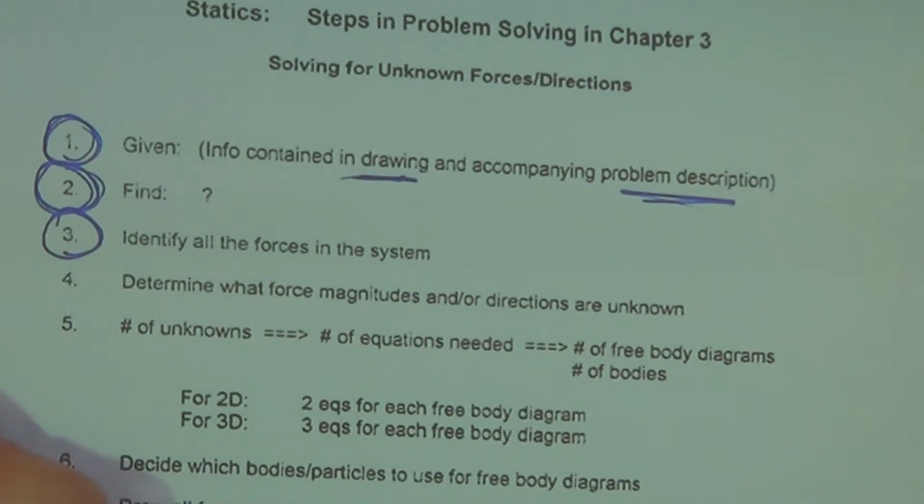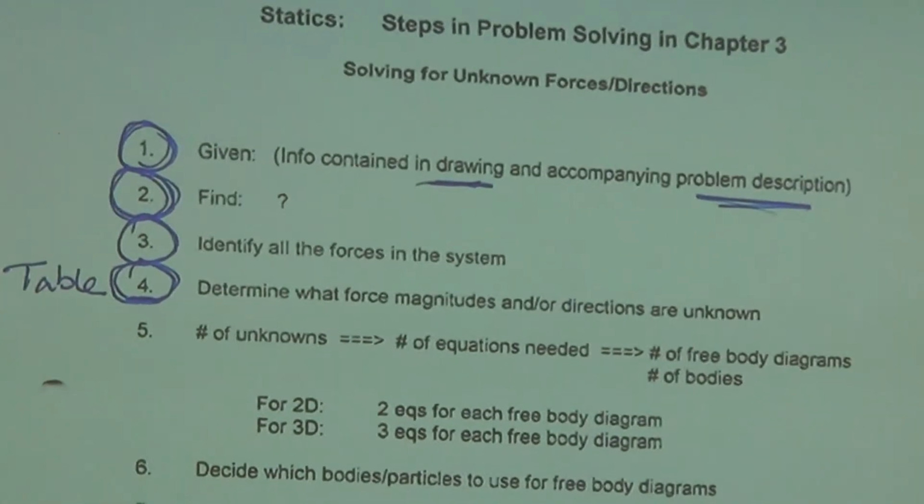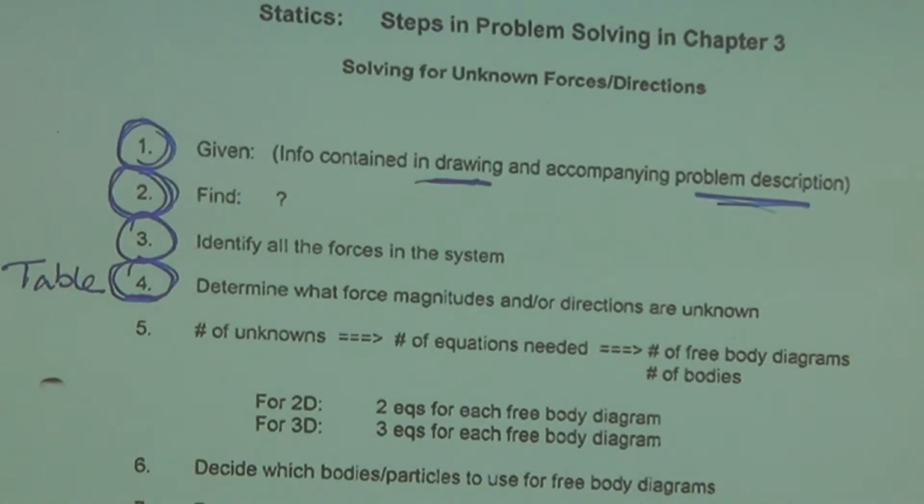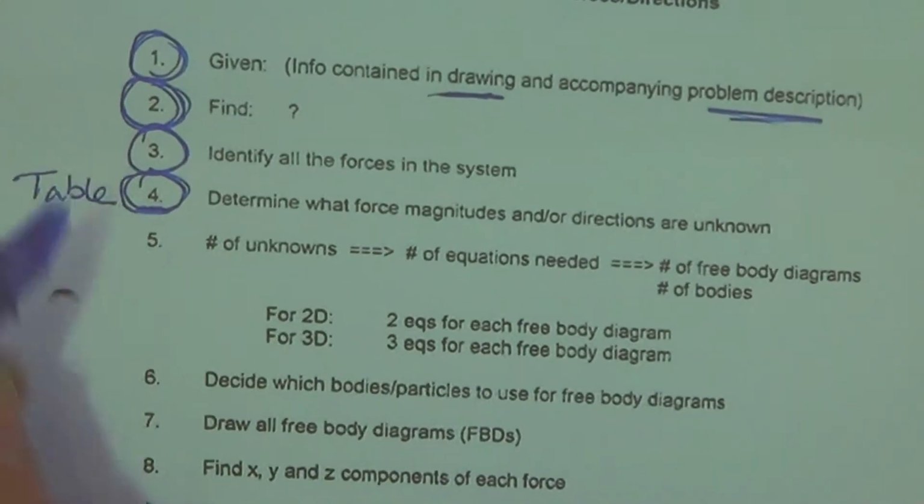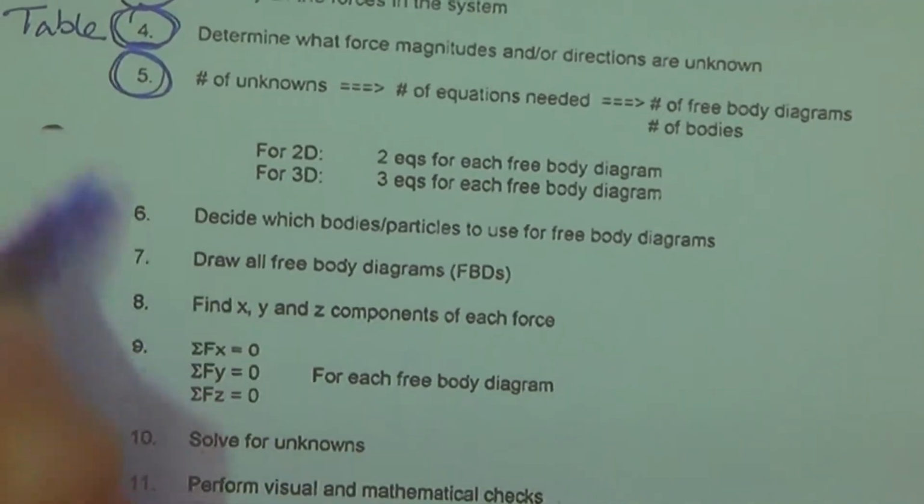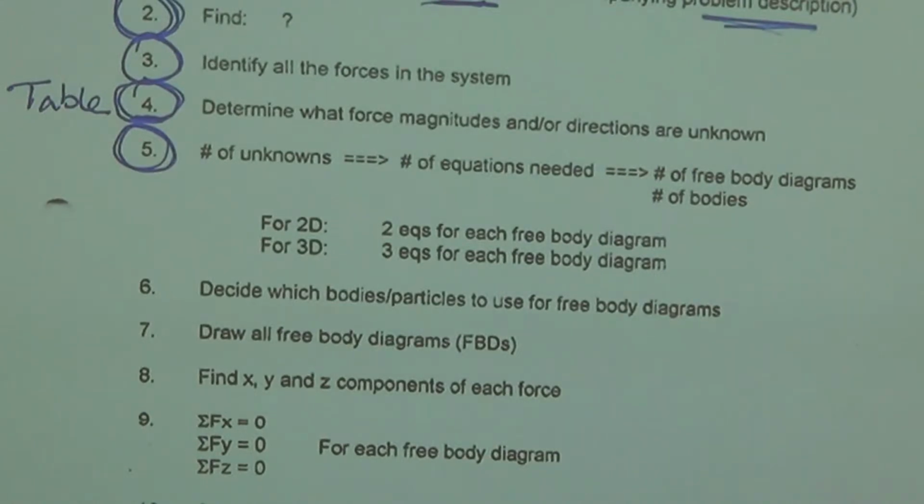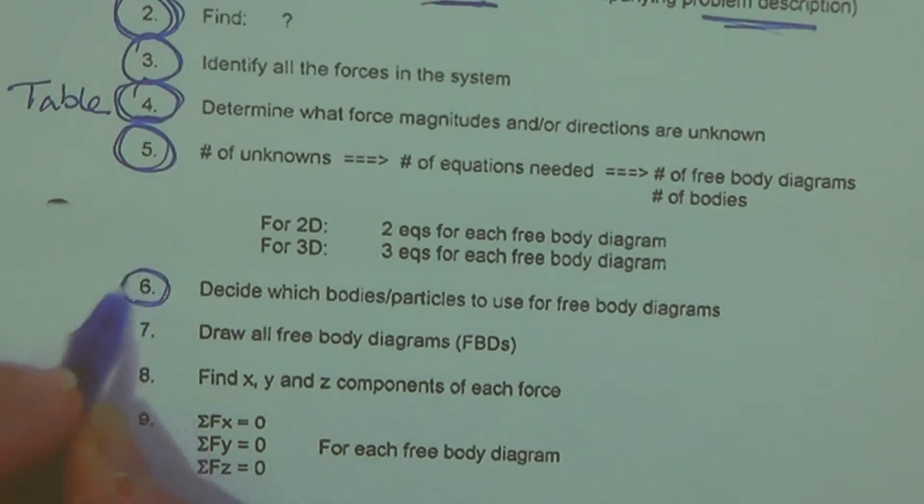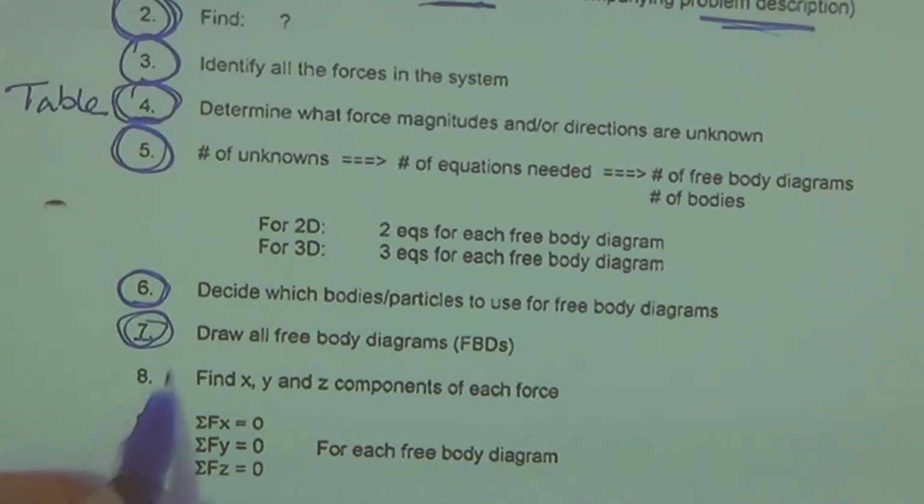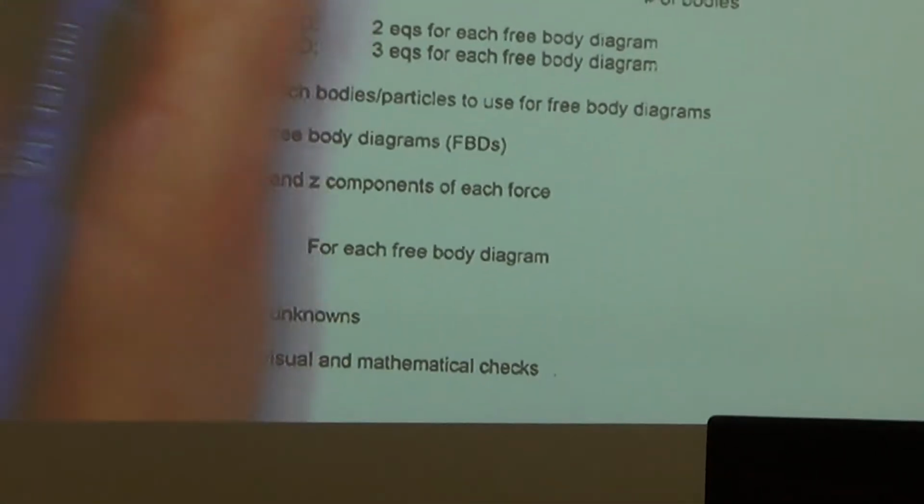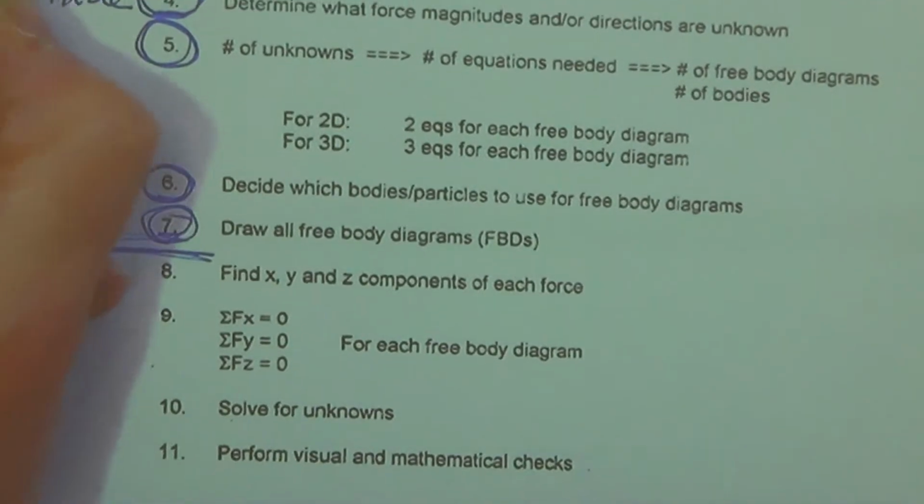Then we're going to make a table that determines what forces, magnitude, and the directions are unknown. It may not be clear as to what this is, but we're going to work through it. Then we figure out how many unknowns we have and how many equations we need. Then we determine which body or bodies we need to draw a free body diagram of, and then we draw the free body diagram. So all this, step 1 to 7, is the setup.